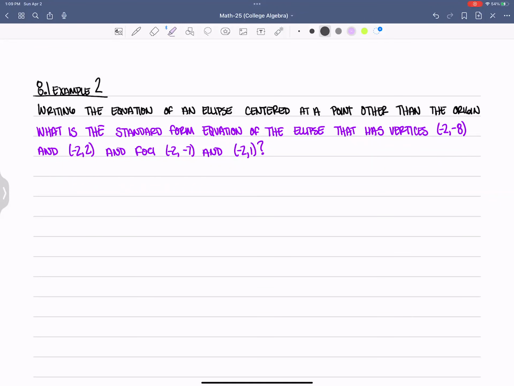Section 8.1, example 2, writing the equation of an ellipse centered at a point other than the origin. What is the standard form equation of the ellipse that has vertices at (-2, -8) and (-2, 2), and foci at (-2, -7) and (-2, 1)? All right, let's draw a picture just so we could see what we're doing. So it goes out 8 units, as high as 1 unit, as low as 8 units.